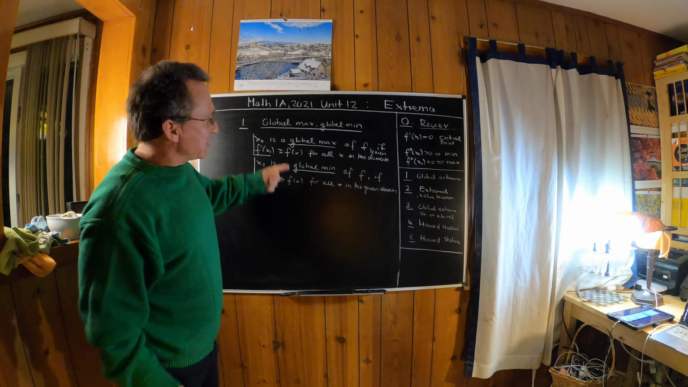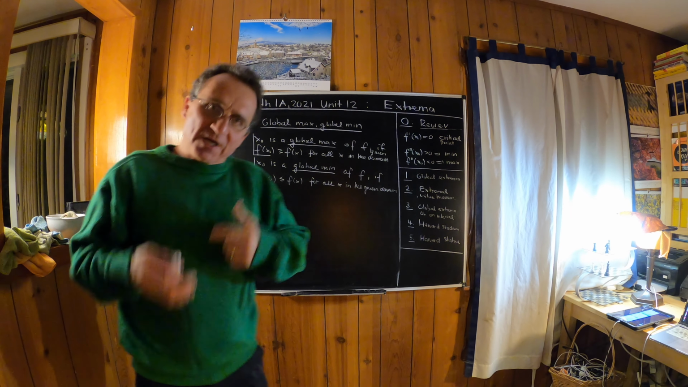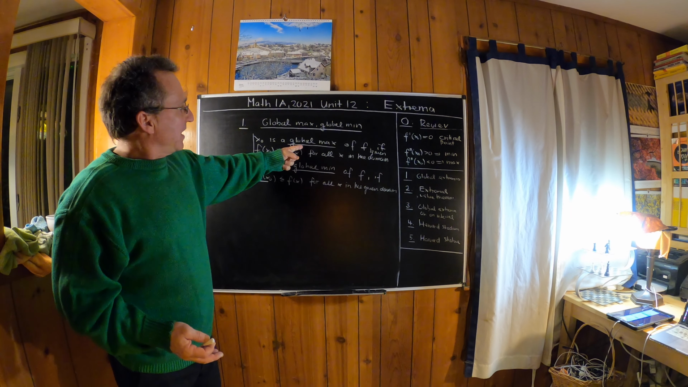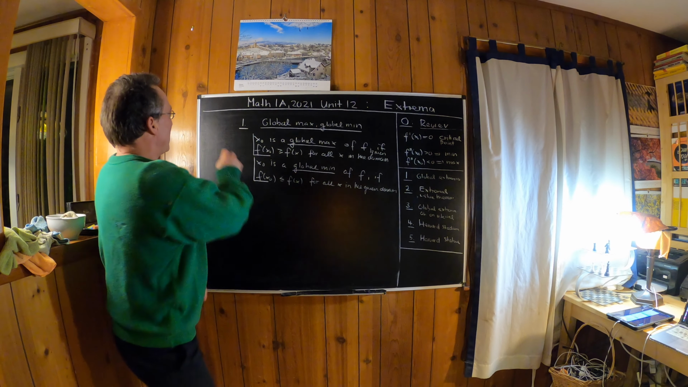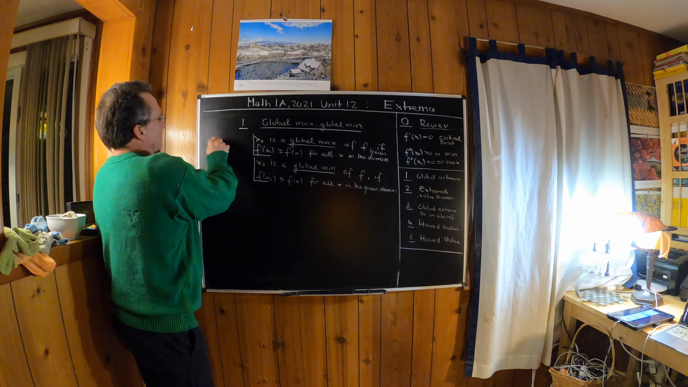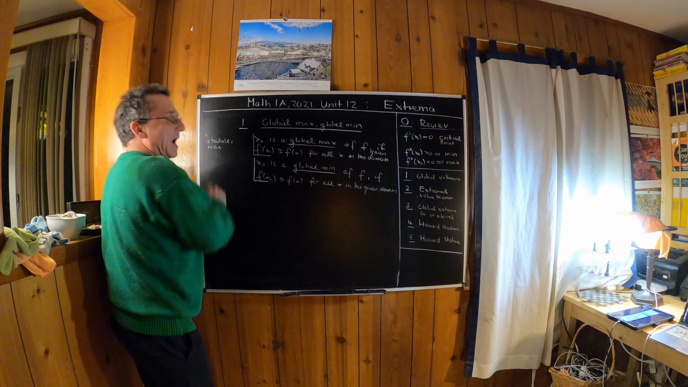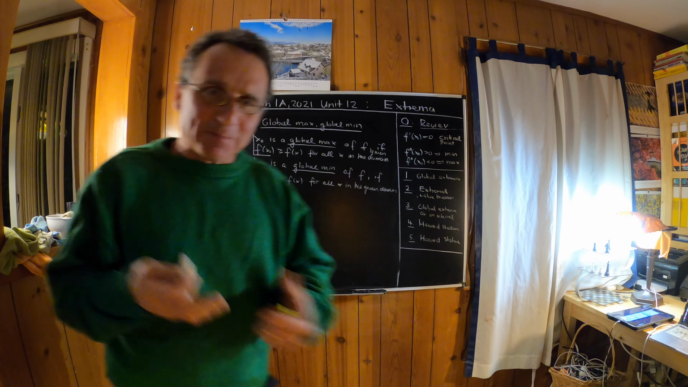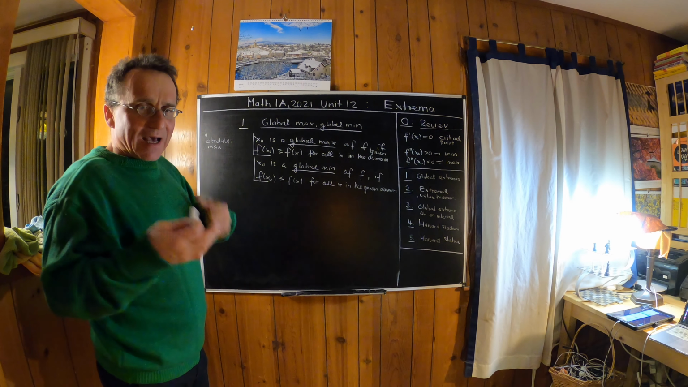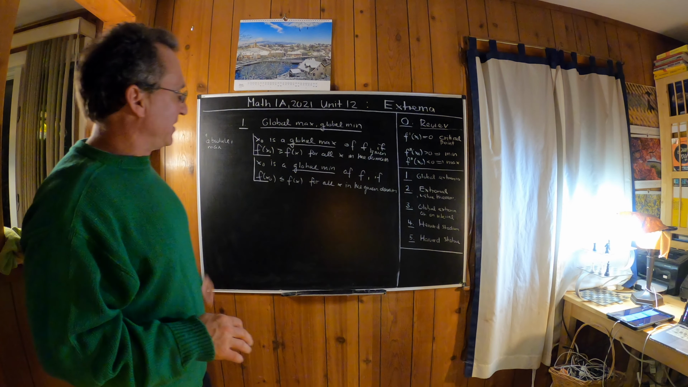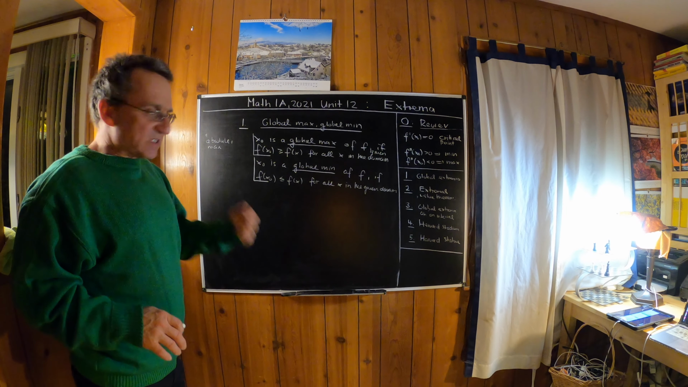Okay, I have here the definitions of global maximum and global minimum. It's a very intuitive notion. It's sometimes also called absolute max. But I'm avoiding this because absolute max could also be associated with absolute value or something. So global maximum, global minimum is a better word.